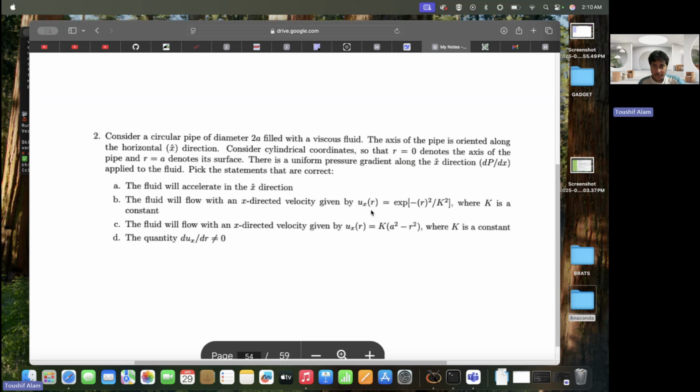So option B is saying the x velocity will be exponential. Option B is saying that it will be this form. And option D is saying it is non-zero. So here it is given that as r is equal to a, it can be 0.